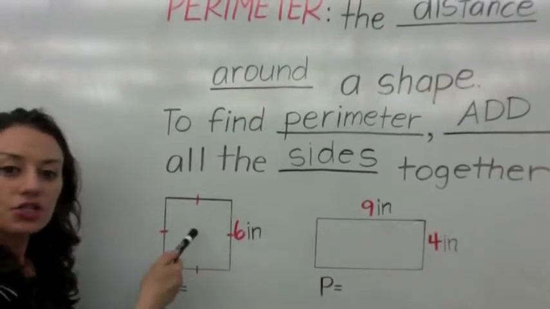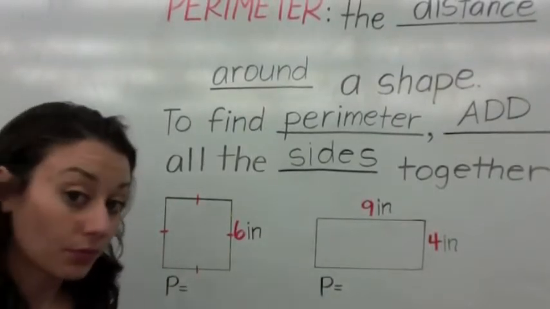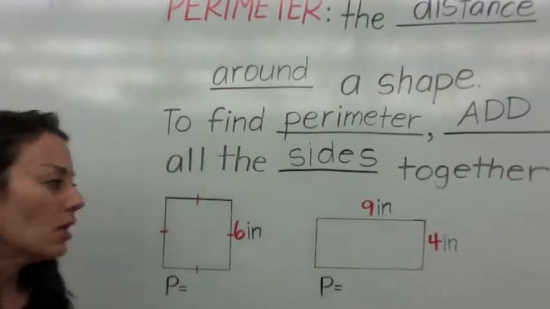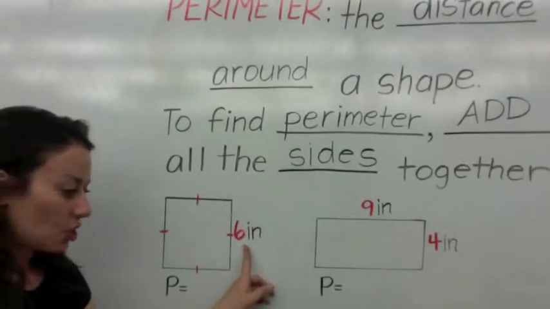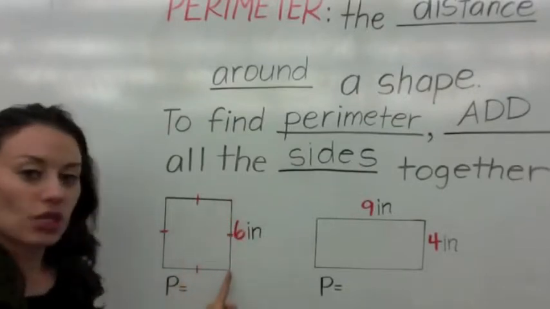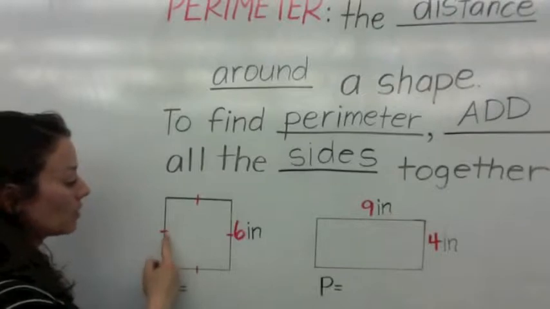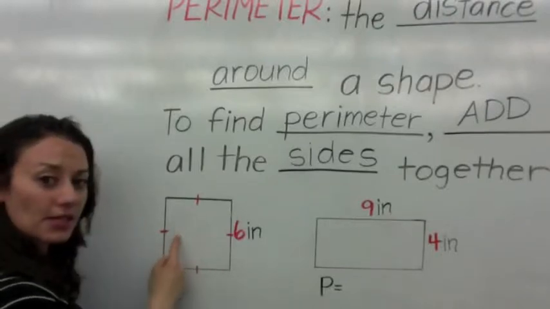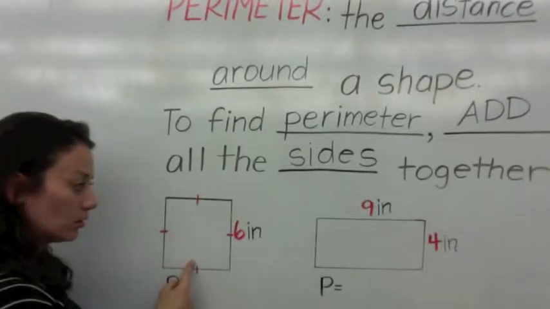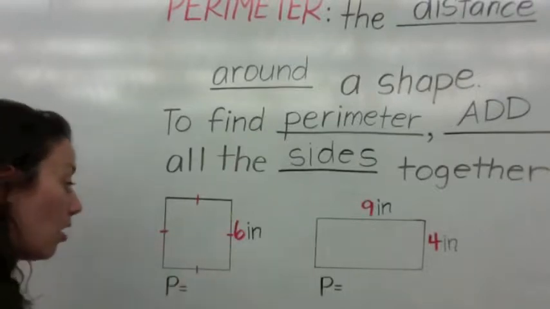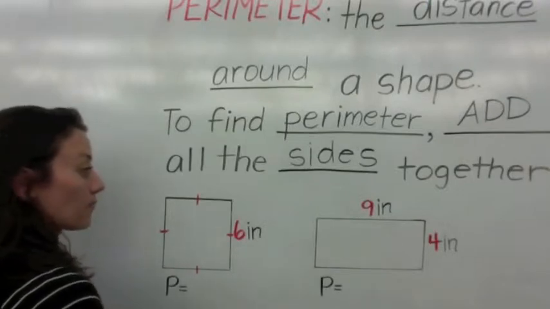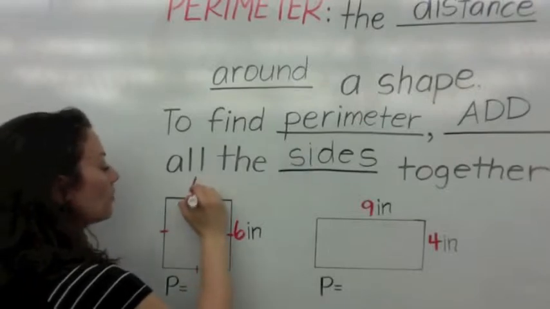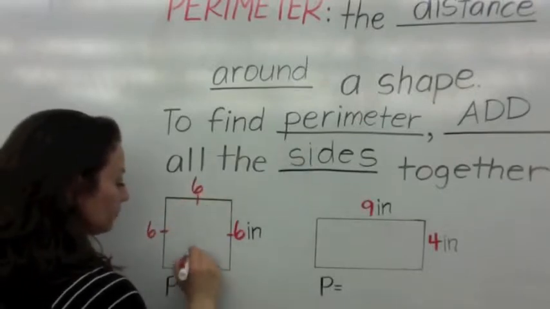Now what shape is this? Who thinks it's a square? Okay. Now it's given to you that this is 6 inches. If you measured it out, it would be 6 inches. And then there are these little marks here. What do these mean? Does it mean that all of the sides are equal? They're all 6 inches. Exactly. So all of these are 6 inches.